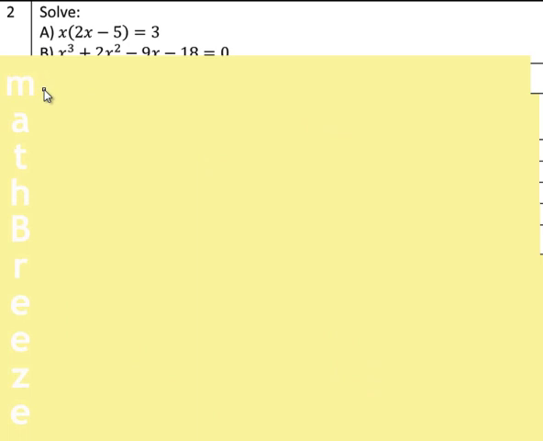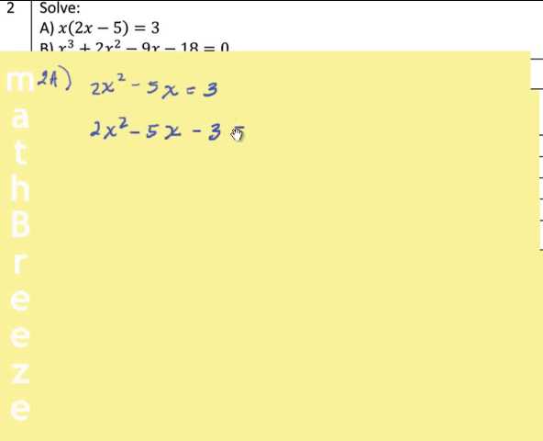All right, in 2a, once we multiply through, we see that we have a quadratic, 2x squared minus 5x equals 3. So let's put it in standard form, in other words, set to 0, and try to factor.